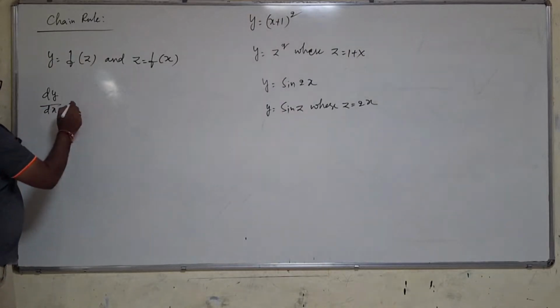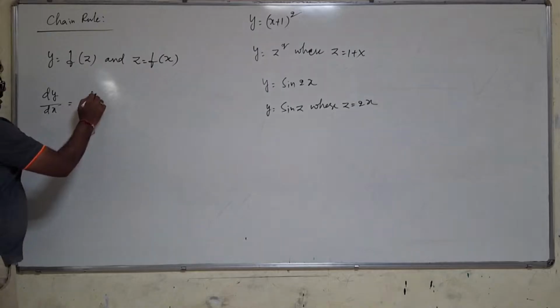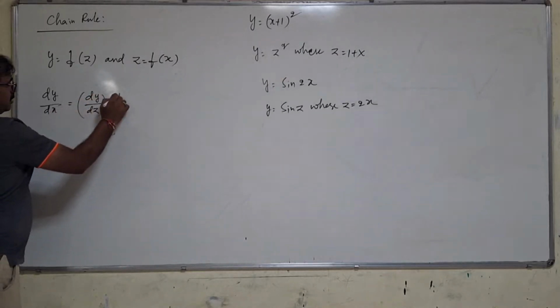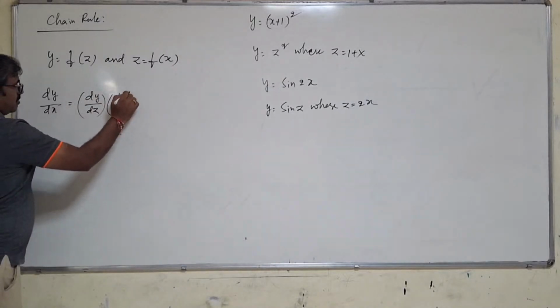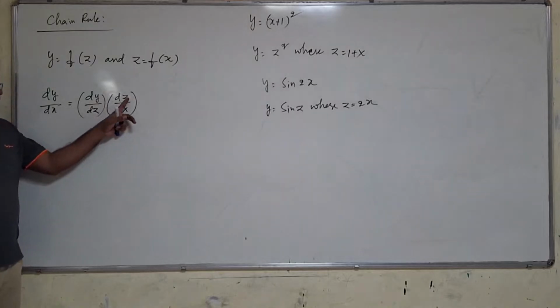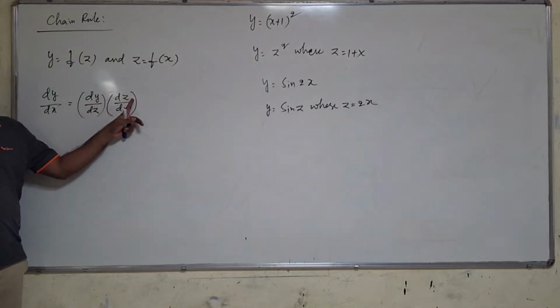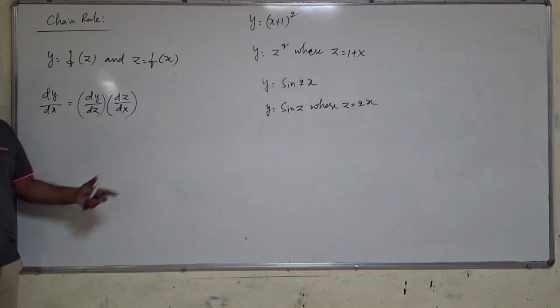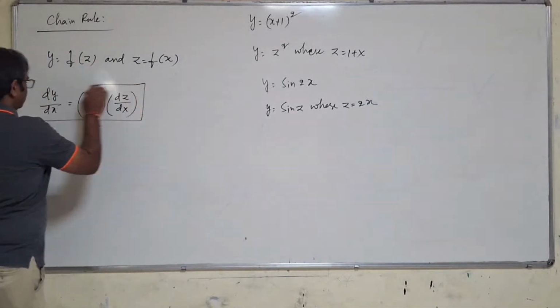dy by dx can be written as dy by dz into dz by dx. Can I write it like this? Because what am I doing here? I'm simply multiplying with dz in the numerator and dz in the denominator. That's all I'm doing. You understand this? This is the chain rule.